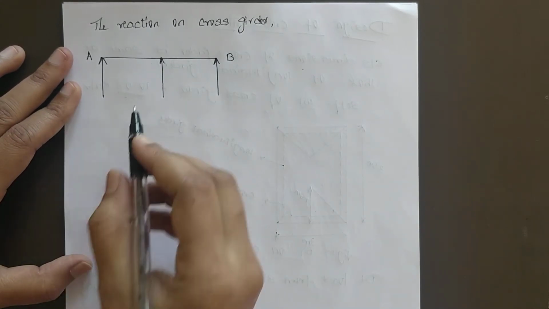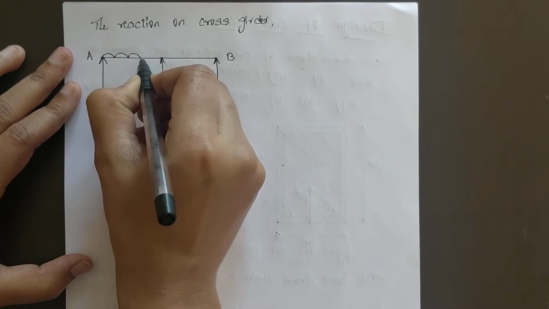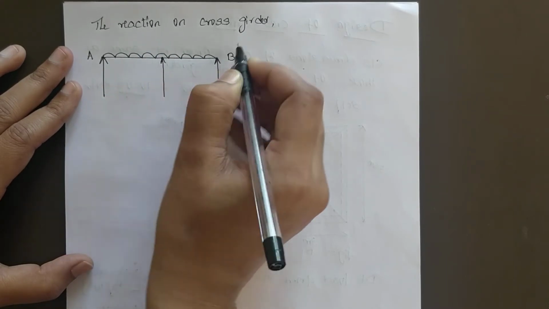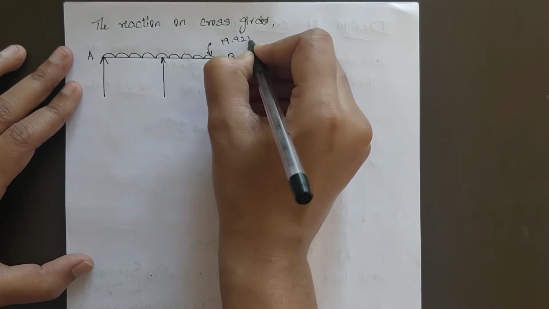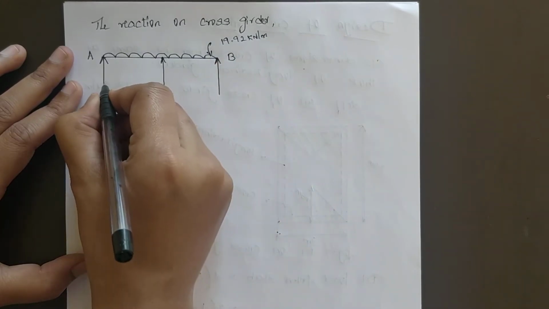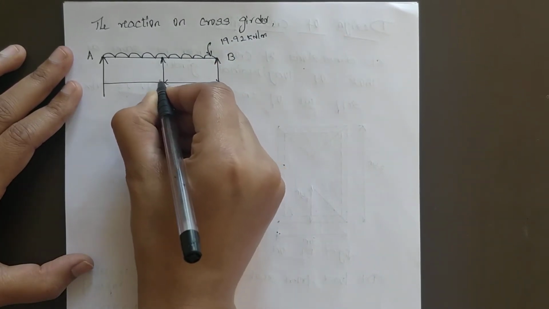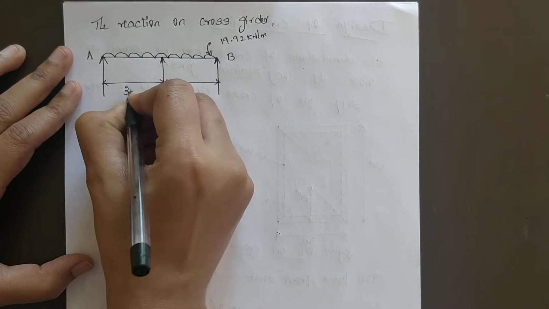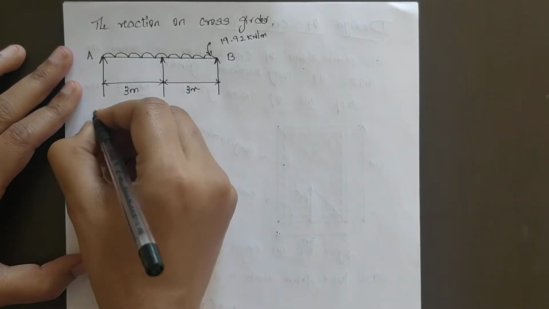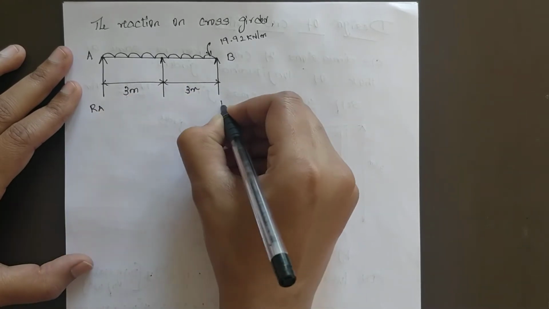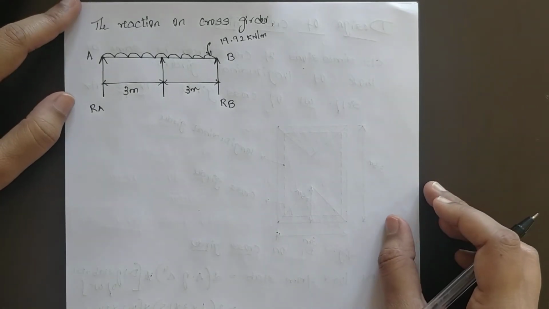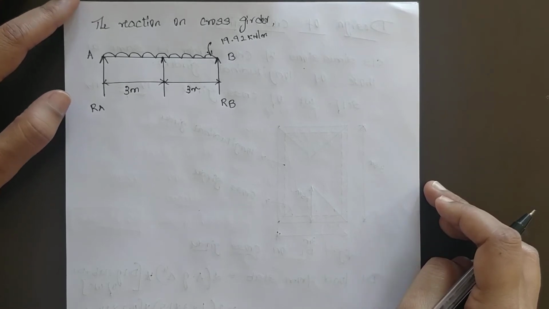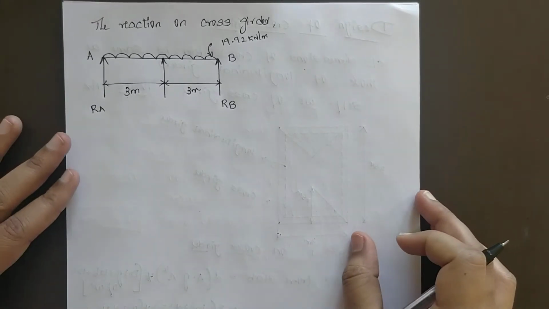The total dead load on the cross girder will be in the form of a UDL. The intensity of that UDL you have calculated is 19.92 kilonewton per meter. The span is 3 meter and 3 meter. The reaction at support A is RA and at support B is RB. Then calculate the reaction on the cross girder, which will be your dead load shear force.